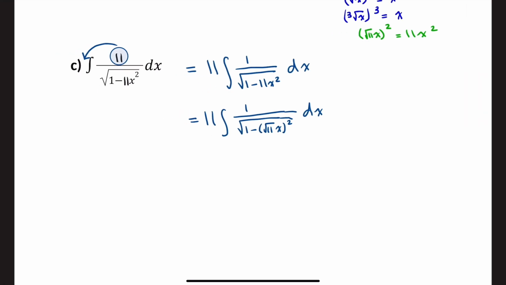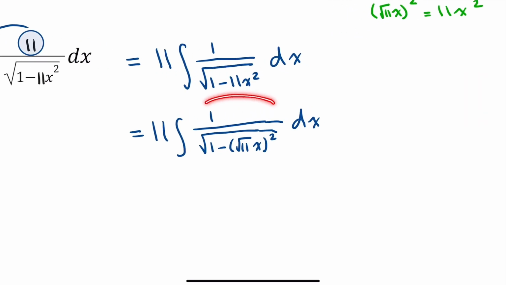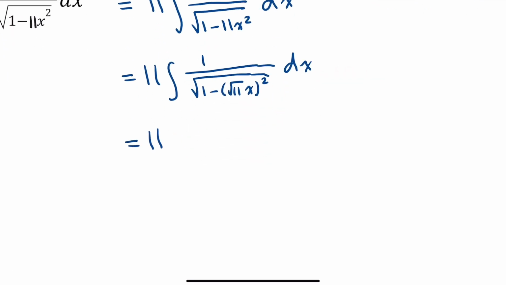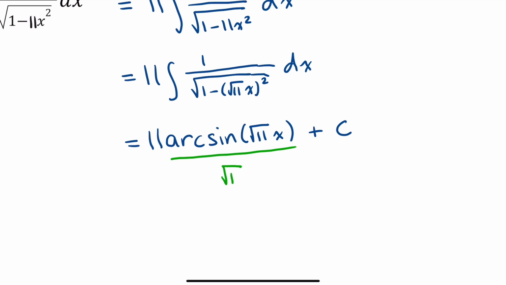dx. And then recall, this just follows the general form that the antiderivative is just arc sine x plus c. And so I'm going to replace it with that right now. So 11 arc sine of whatever is inside of here, which is root 11x, plus c. However, we're not done yet. We just have to divide by the derivative of the inside. And the derivative of the inside is just going to be root 11.